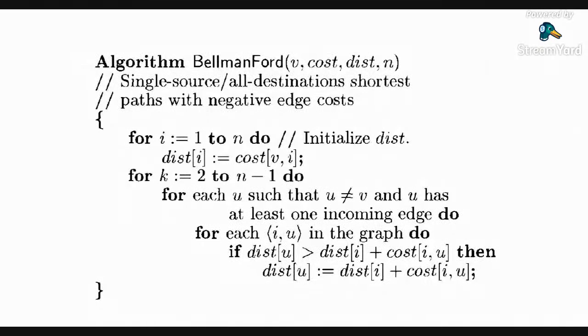So in total, how many loops are there, and what is the time complexity of this algorithm? Here we can note that this is the first construct, which is running from 1 to n.